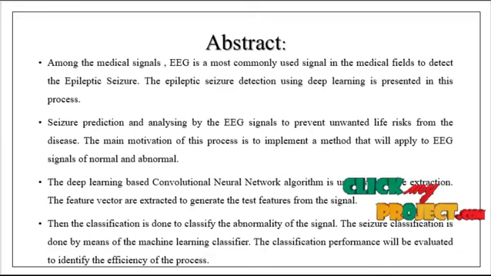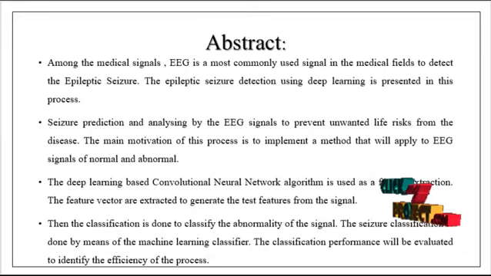Now we are going to discuss the abstract of the process. Among the many medical signals, EEG is one of the most commonly used in the medical field to detect epileptic seizures. Epileptic seizure detection using deep learning is presented in this project. Here a convolutional neural network is used to extract the features from the signals. Seizure prediction and analysis from EEG signals is to prevent unwanted life risk from the disease.